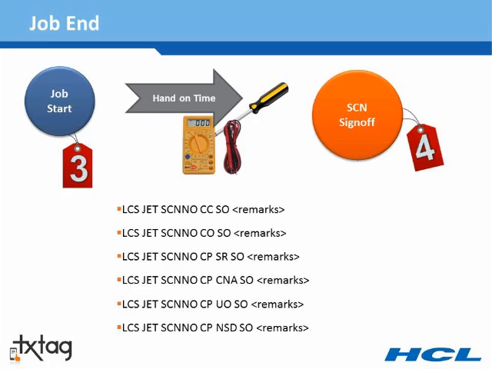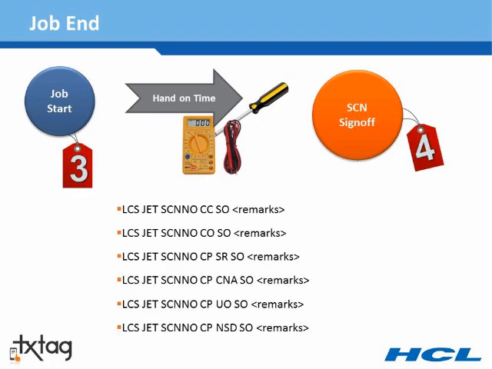When you send this SMS, there could be variations. After working on the customer's equipment, it is possible that the call is completed or call is pending. There could be various reasons, various situations. So there are a series of SMS which indicate what is the final status. The first one is call completed. LCS space JET, job end time. LCS space JET followed by the SCN number.